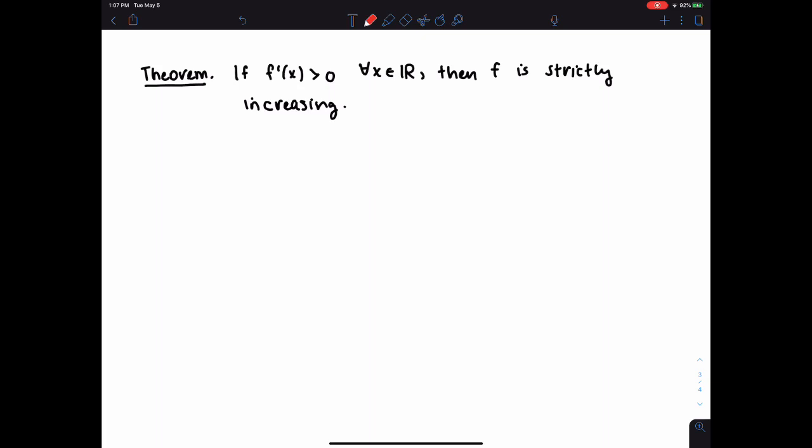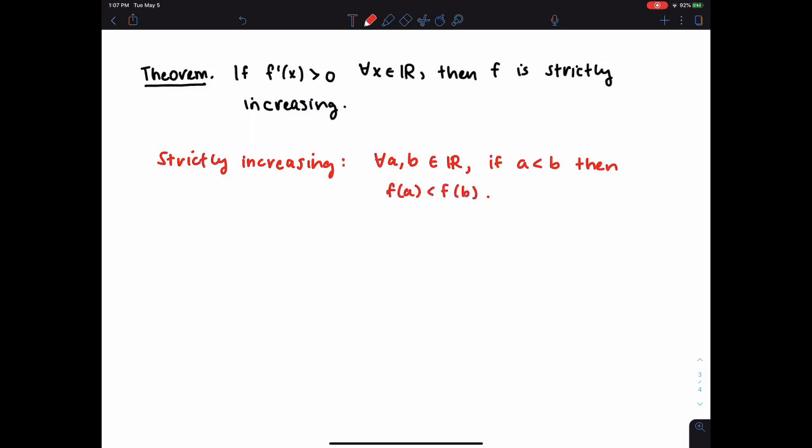Now, first of all, in order to prove this, we need to make sure we understand what it means to be strictly increasing. That just means that for any inputs A or B in R, if A is smaller than B, then f of A should be less than f of B. That's our way of checking that our function is always increasing and going up in size. The inputs and the outputs should be ordered in the same direction.